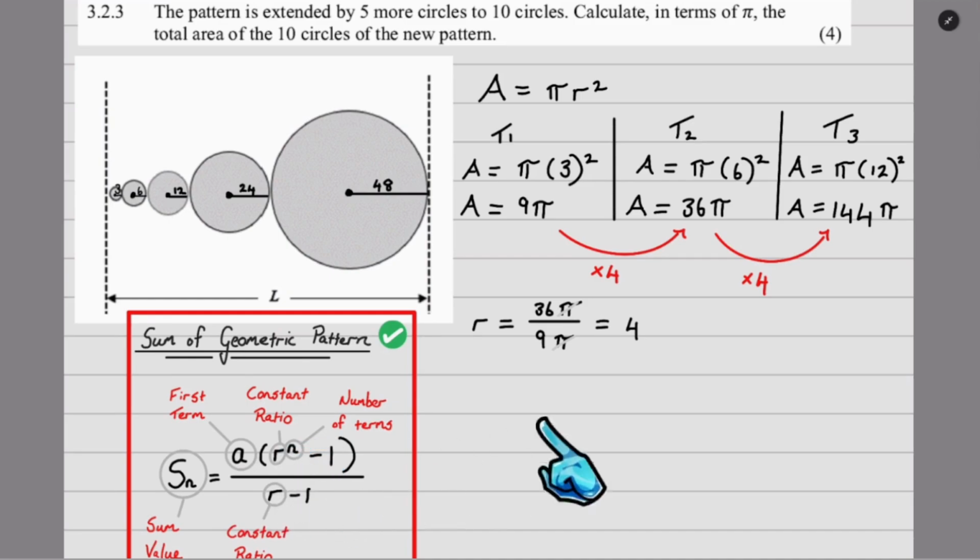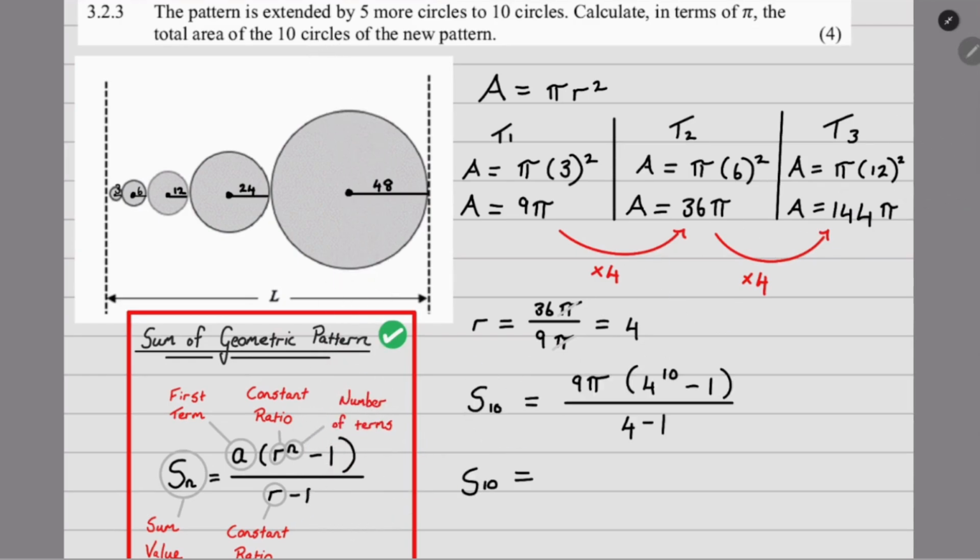The constant ratio is 4. So I'm going to put that in R's place here and here. And the number of terms, I want 10 circles. So I'll put 10 into N's place. And then you can see I've made the necessary replacements over here. The first term, term 1, is 9 pi. The ratio is 4. And we are getting 10 circles. So that's why N is 10.